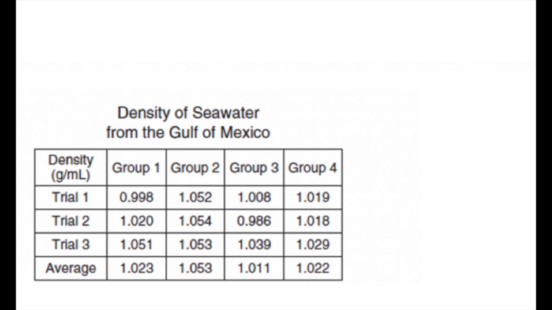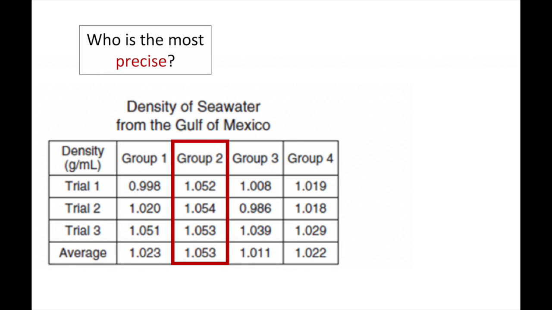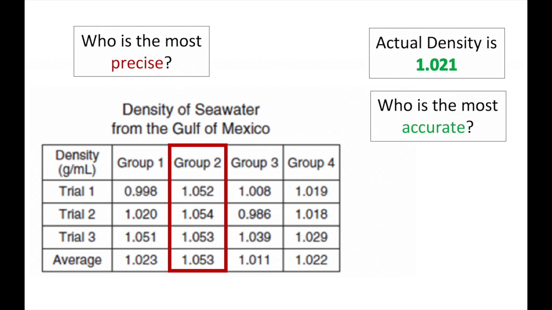Let's look at a chart instead of a bullseye, and let's compare it to real data. I'm looking at densities of salt water in the Gulf of Mexico. I have 4 groups that have conducted research, and they've each done 3 trials and calculated an average. The first question that I'm going to pose is, which group is most precise? Which group has measurements that are relatively close to one another? And that answer would be Group 2. Group 2, all of their data is roughly right around 1.05.